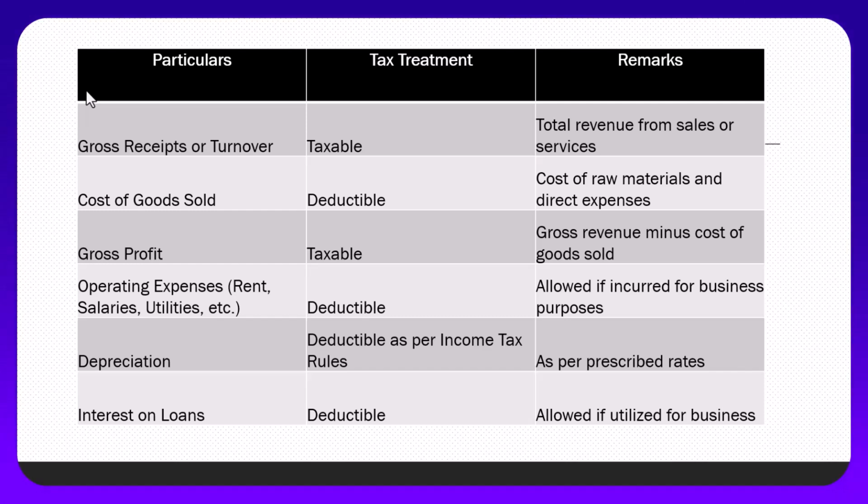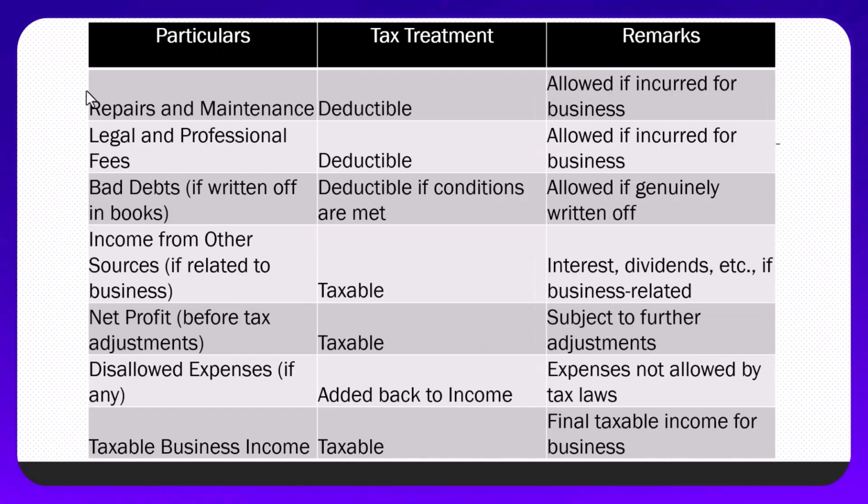Okay, then interest on loans. Suppose the company has taken loans from a bank for carrying out the business, for buying equipment, plant and machinery, so that interest is also deductible as an expense. So all interest which you pay on your loans to run the business also reduces your tax liability. Then repair and maintenance. So if you carry out repair and maintenance of your plant, equipment, building, assets, whatever, this is also deductible. Legal and professional services. Suppose you are hiring a lawyer for defending yourself, so those expenses also are deductible.